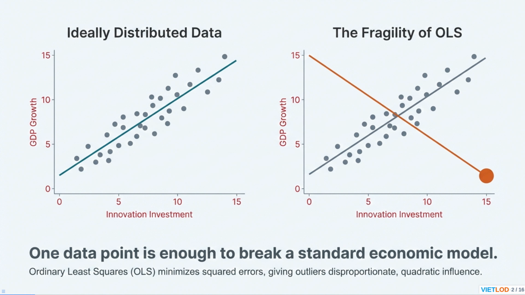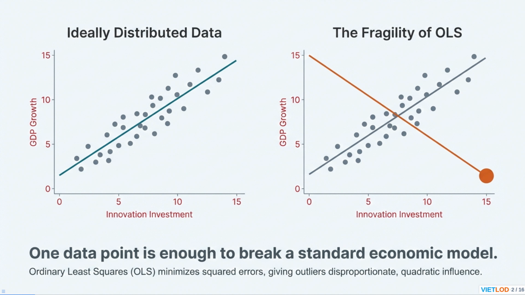With ideally distributed data, as shown in the left panel, the ordinary least squares, or OLS, regression line effectively captures the positive relationship between innovation investment and GDP growth. It provides a robust representation of the overall trend in well-behaved datasets. However, the picture changes dramatically when we introduce just one single outlier, as seen on the right.